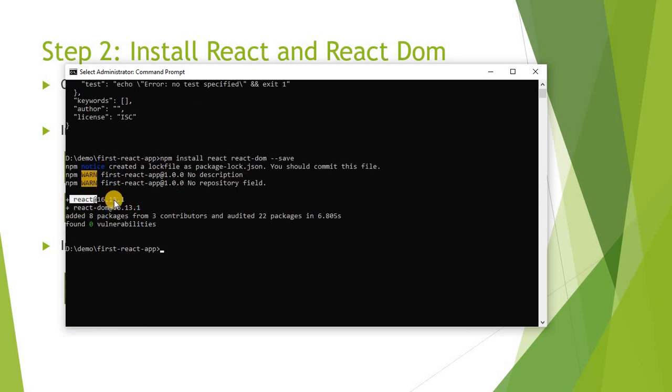So you can see that the React and React DOM versions have been installed in your directory first react app, that is React 16.13.1, and the React DOM version is also 16.13.1. It means React and React DOM as well as their packages have been installed in your directory.